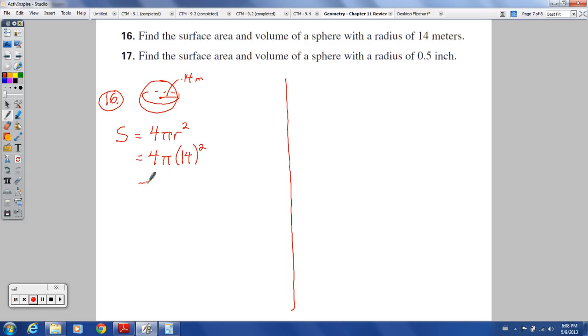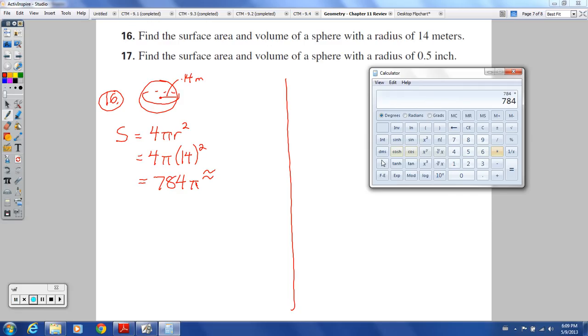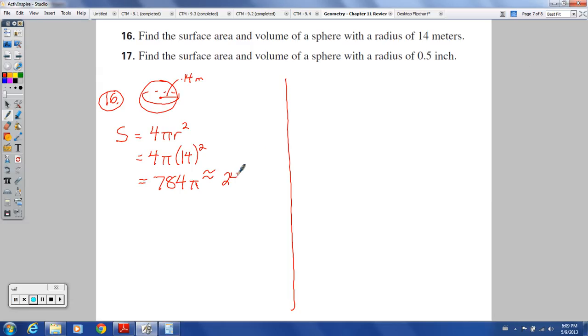14 squared is 196. And 196 times 4, what would that be? 284, I think it is. I'm sorry. That's 196, but 196 times 4 is 784, not 284. Silly me. There we go. And we have that much pi. 784 times pi. What's your favorite kind? I'm personally an apple pie fan, but we've got 2,463.01 if we round that off. And this would be in meters. We're talking surface area to start, so meters squared.